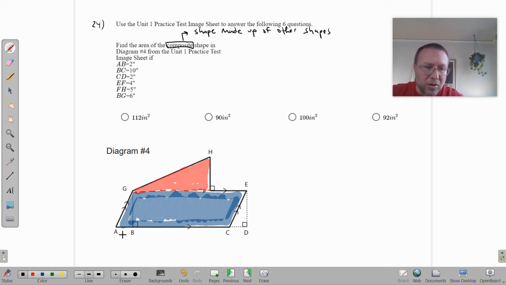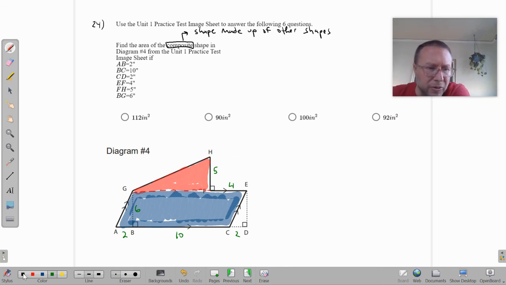AB is 2. So here, I'll use a different color. So that's 2. BC is 10. So B to C, that's this distance here. CD, this distance. EF is 4. So E to F, which in this case is 4. FH is 5. So FH is the height of the triangle. And then BG is 6. So BG would be the height of the parallelogram.